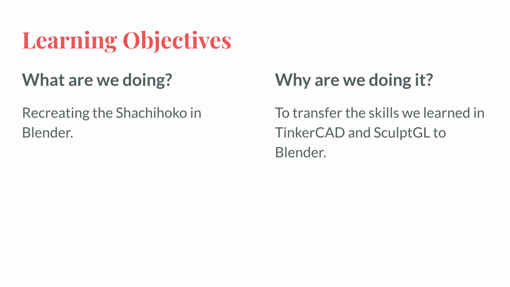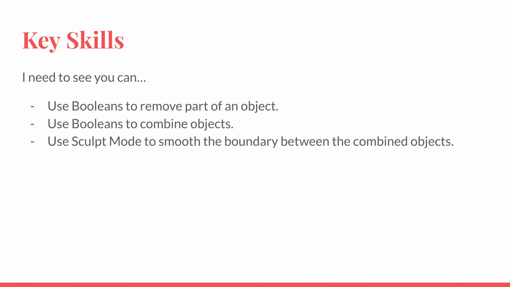a different program. Key skills that I need to see out of you today is I need to see that you can use booleans to remove part of an object, that you can use a boolean modifier to combine objects, and that you can use sculpt mode to smooth the boundary between the two combined objects so it looks like it came from a single object.